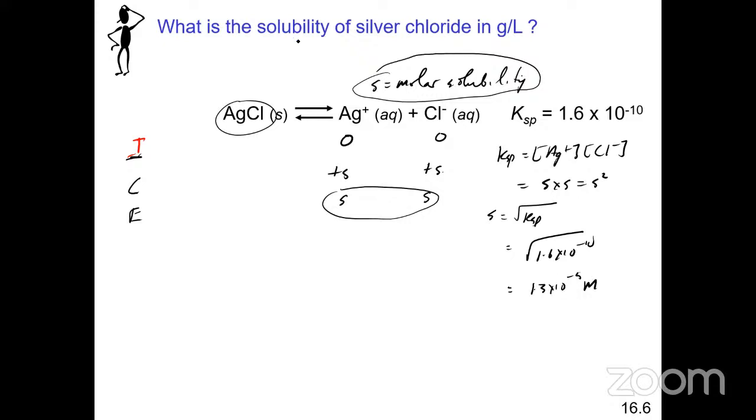But that's a molar solubility. The question is asking for the solubility in grams per liter. So basically, we need to take the 1.3 times 10 to the minus 5 moles per liter, and multiply that by the molar mass, which will be up here, and 1 mole down here. So the molar mass of silver is 107.9. And then I'll add to that the molar mass of chlorine, which is 35.45. And according to my calculations, this works out to be equal to 143.35.